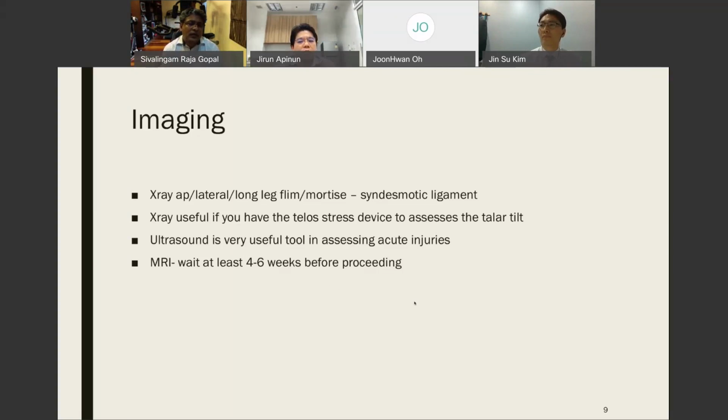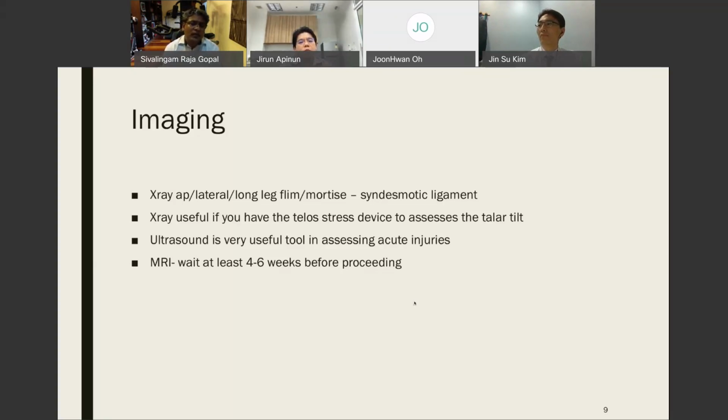In our practice, we do have a radiologist who helps me with the ultrasound. I find this very good in acute cases because it gives you a clear picture of the ATFL or CFL. It gives me a dynamic assessment of the injury and also shows any associated injuries.